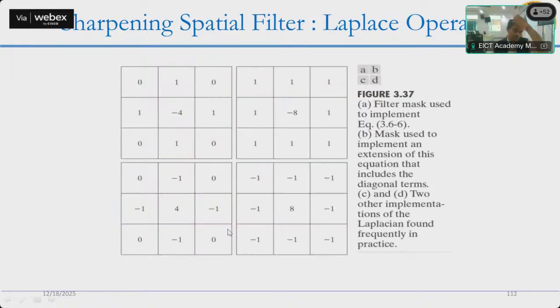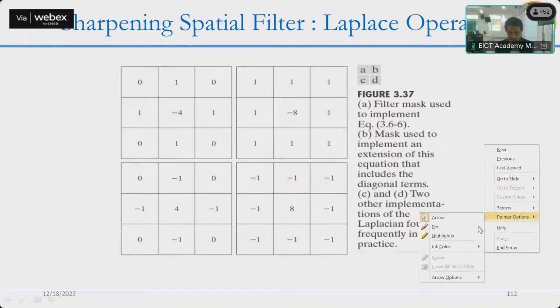Now we see the different types of filter here. It has been shown here. This is the filter mask. Till now we have taken the average filter, right? In the average filter we take all the values as one. But when we want to find the difference, the derivative, then we use this type of filter. Please notice it here.